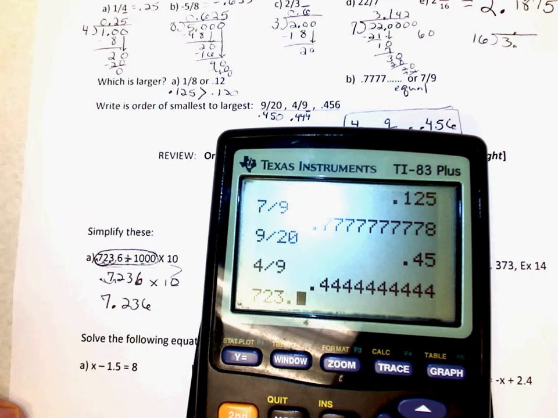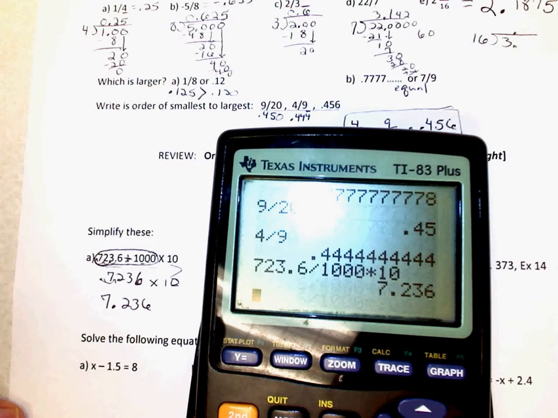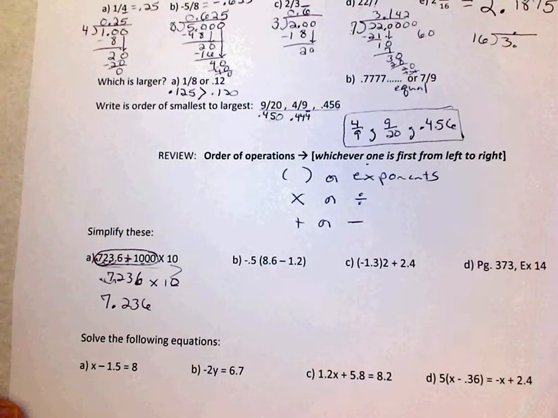723.6 divided by 1,000, and then times by 100. And hey, we got the same answer. Calculator must be pretty smart.